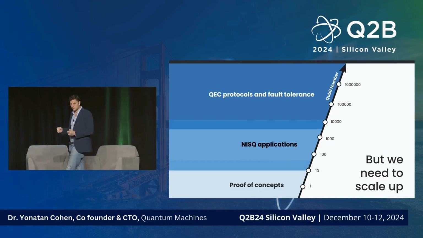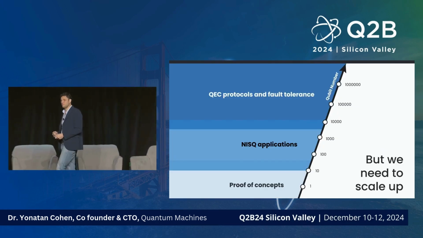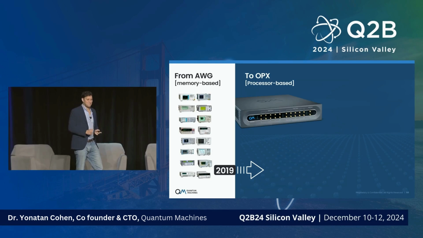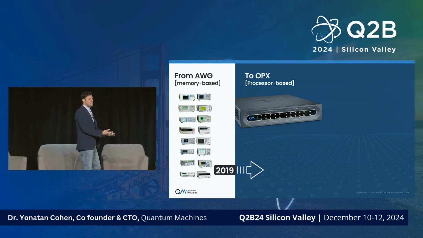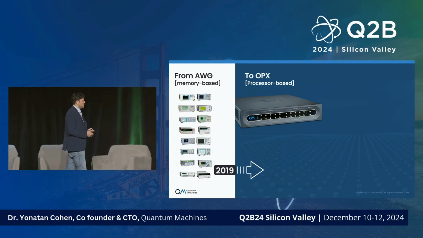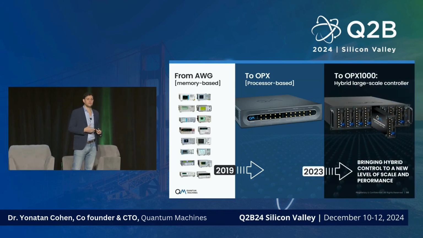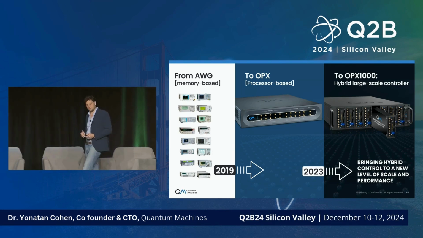All right, but we want to do more. We want to scale this up now. So if in 2019, we brought the hybrid quantum approach to quantum control with the OPX, in 2023, we brought this approach to a new level of scale with the OPX 1000.